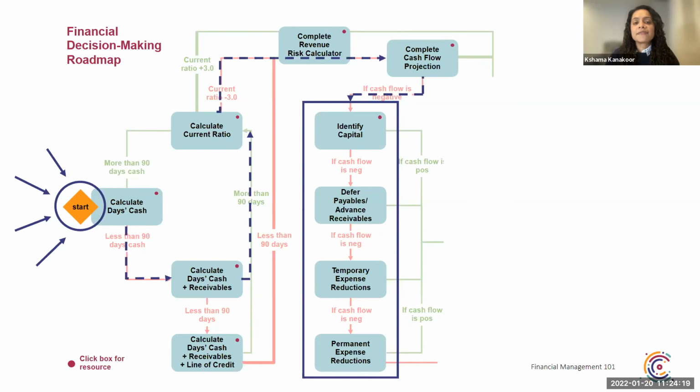And if all of that still leads to a negative cash at the end of the period, then you might need to make some operational changes, some permanent expense reductions. So next slide, please.